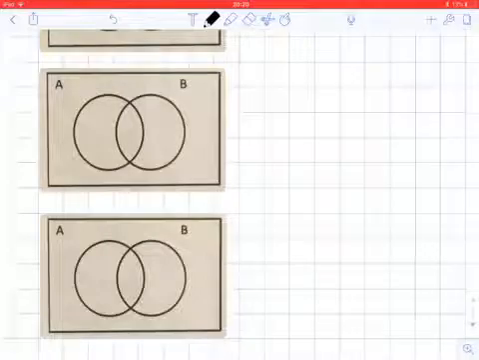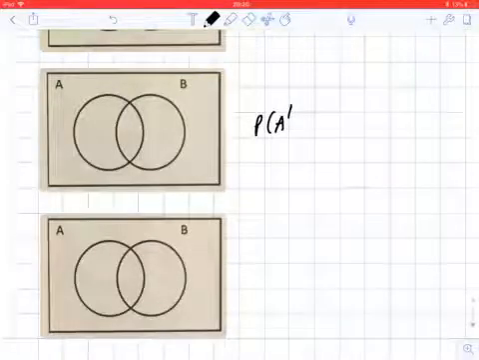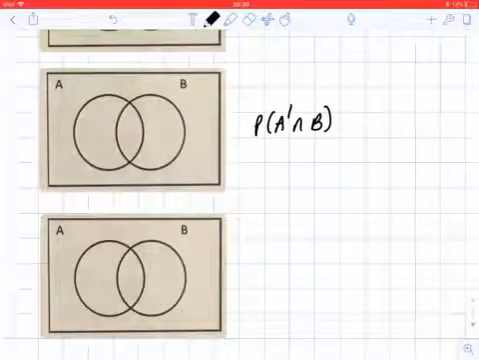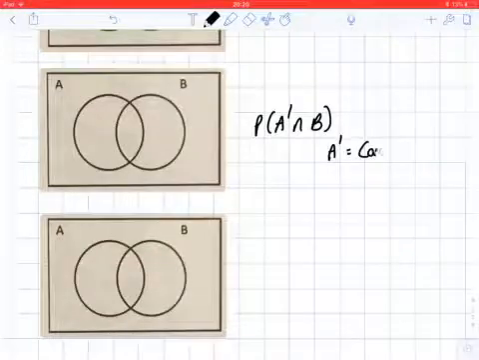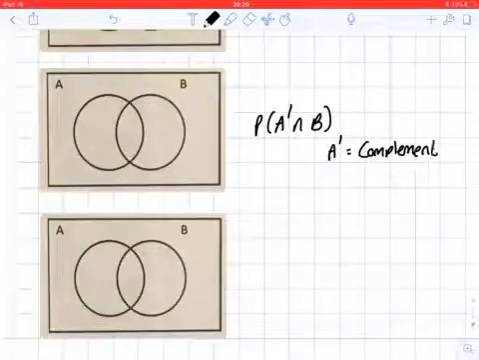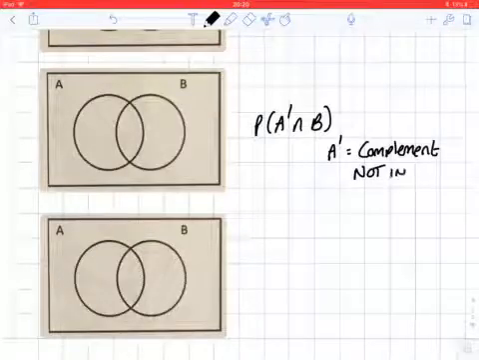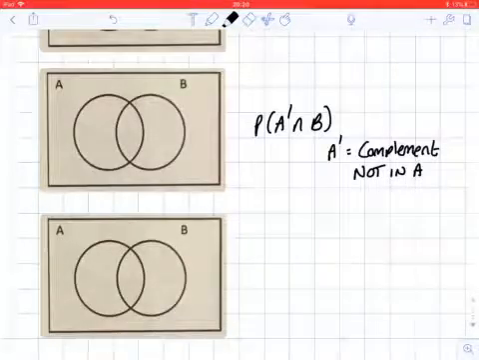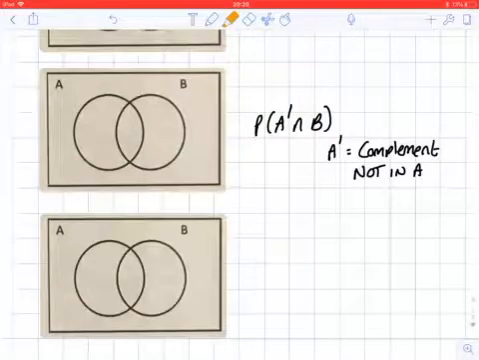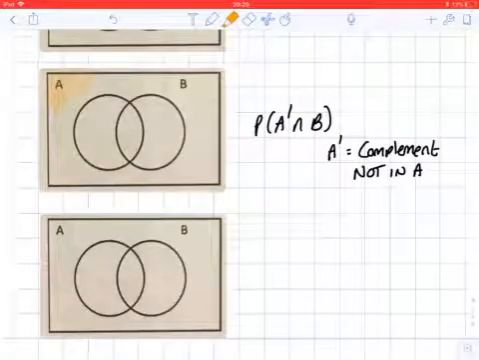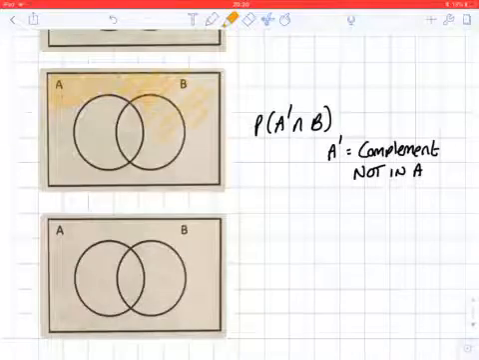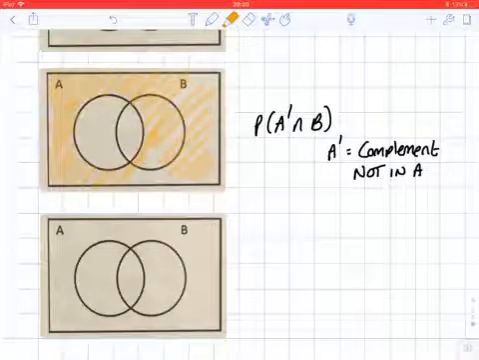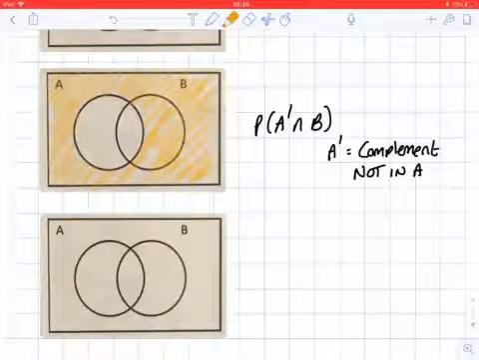And another common one would be the probability of A' ∩ B. Now, the dash you should have come across before. And if not, you should know that A' is called the complement, or in other words, not. So A' means not A. So the probability of A' ∩ B, well, again, let's colour in. So if I colour in everything that's not A, that's everything that is outside of A. So I'm just going to colour in everything outside of A. So that's everything there. Okay, being careful not to go within A. So that's A', not A.